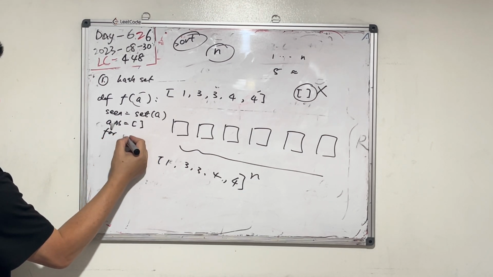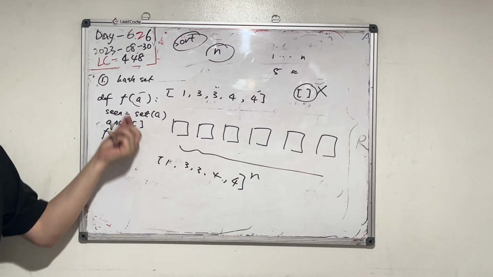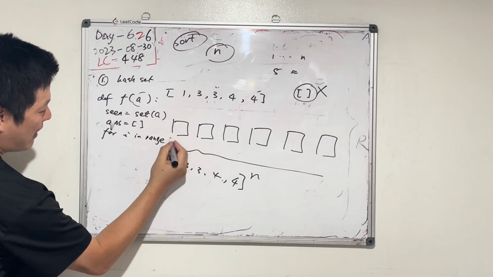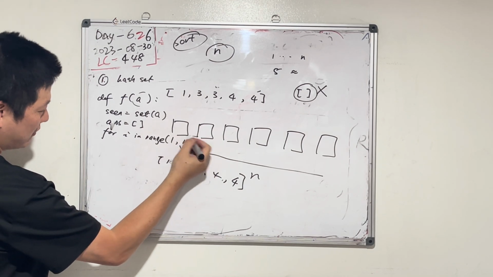Then we go through this array, for i. Actually, we're not going through the array, we're going through the numbers from 1 to n, right? In range, start with 1 up to n, not including n plus 1.